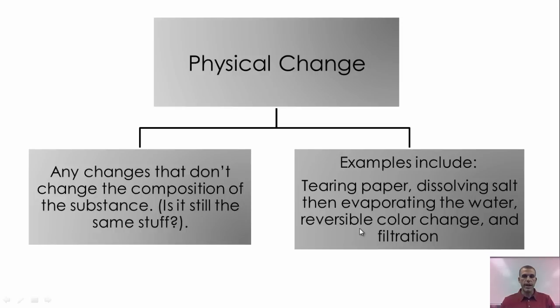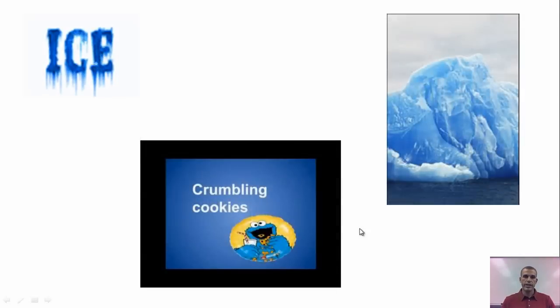Dissolving salt and then evaporating it. You can evaporate off the water and you still have the salt there. It's not changed chemically. Through filtration you're able to get back to the original substance that you had. So just giving you some examples, like ice melting. Water is still water. Here you can see the same idea. You're not changing the chemical properties of it. You're changing physically what it actually looks like.